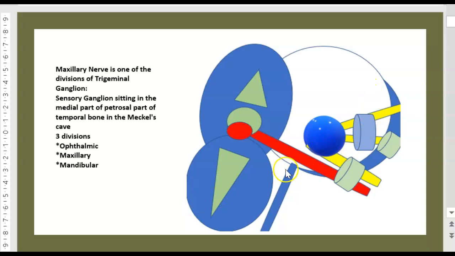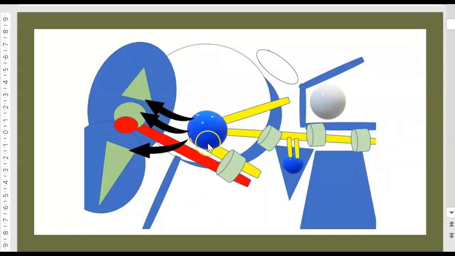Another view to illustrate the middle cranial fossa with the trigeminal ganglion and its three branches: ophthalmic, maxillary, and mandibular. The ganglion is sitting in the Meckel cave. The trigeminal ganglion has sensory roots going to the central nervous system. The motor root is connected with the mandibular division.